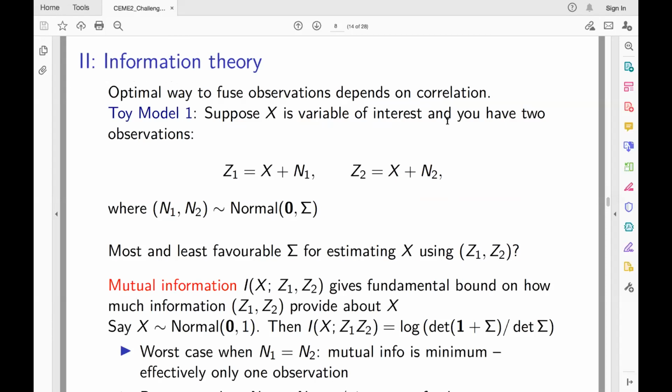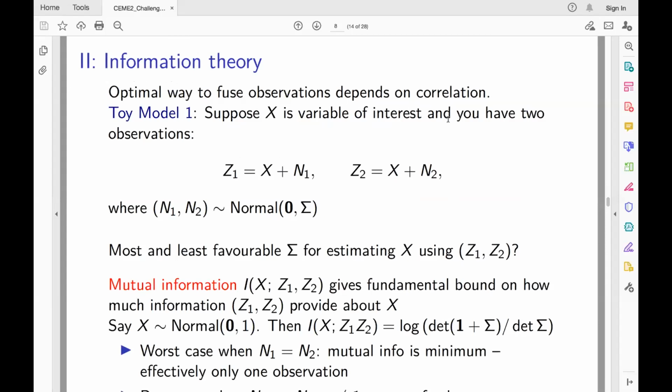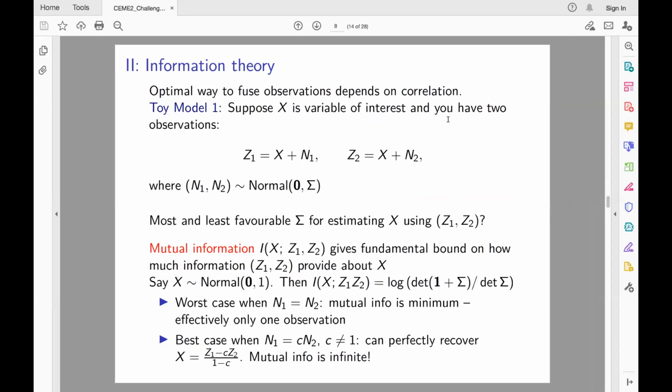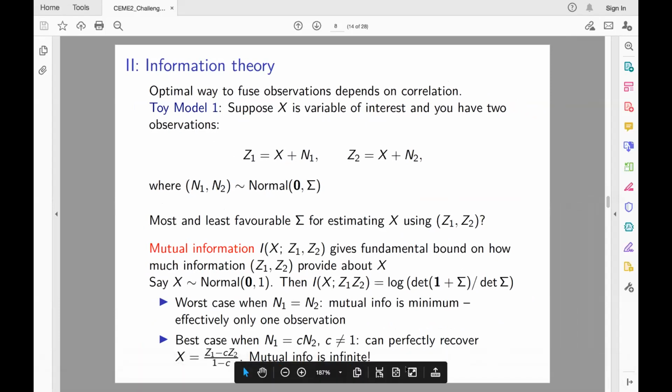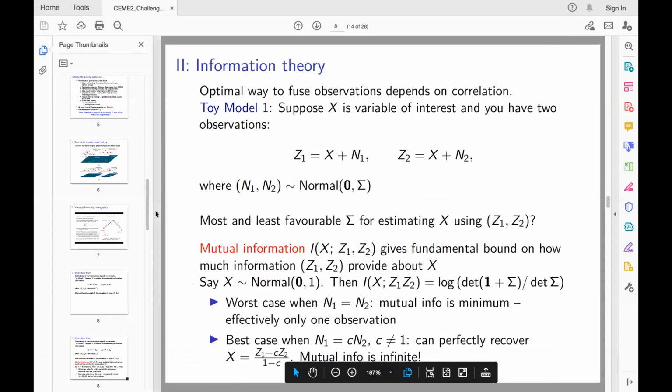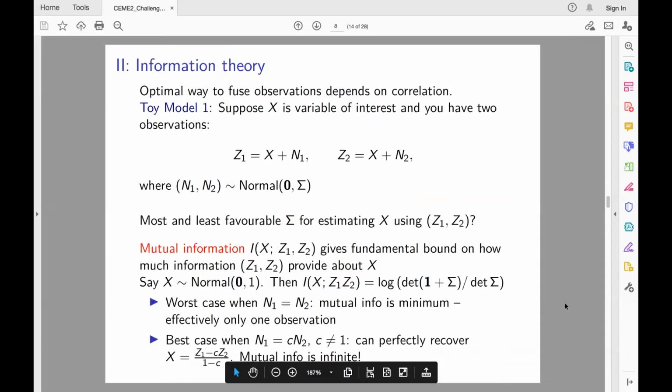So we have a very simple setting. We have X as a random variable on the real line. And what we see is two noisy observations of it. So we see Z1, which is X with noise N1, Z2, which is X with noise N2, and N1 and N2 are bivariate normal. So, like I say, my guess was that the best case would be if the bivariate normal was independent. And actually that's not true.